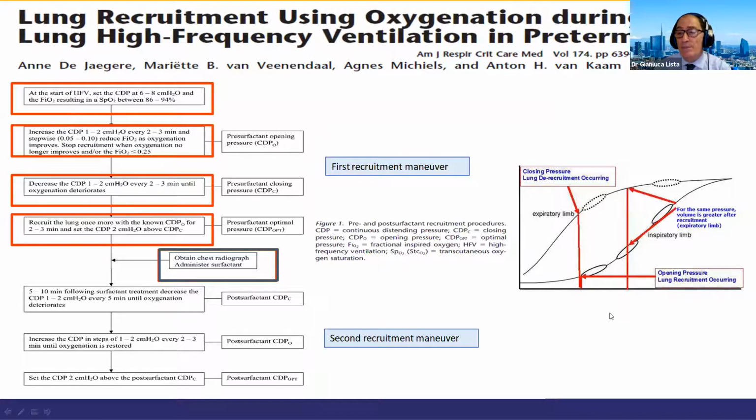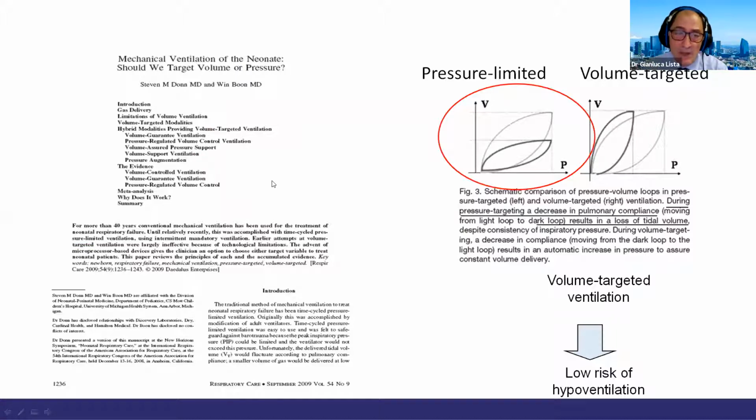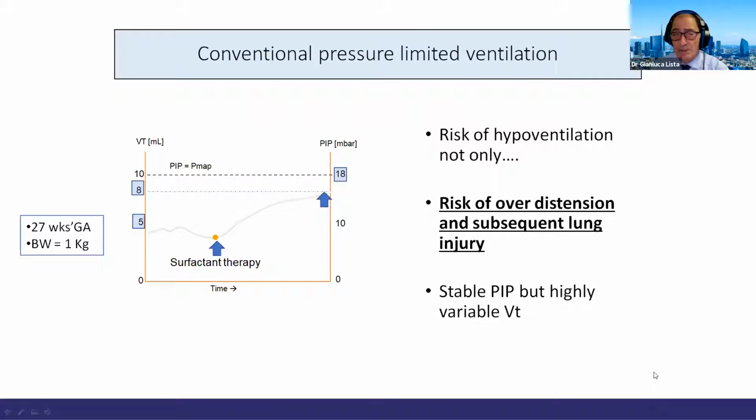In conventional mechanical ventilation, a big dilemma is whether to use pressure-limited or volume-targeted ventilation. If you use pressure-limited mechanical ventilation, in case of worsening compliance, the ventilator is unable to maintain the tidal volume and the lung volume. During volume-targeted ventilation, in case of worsening compliance, the ventilator adjusts the parameters in order to maintain the same tidal volume. So if you use volume-targeted ventilation, you can reduce the risk of hypoventilation.